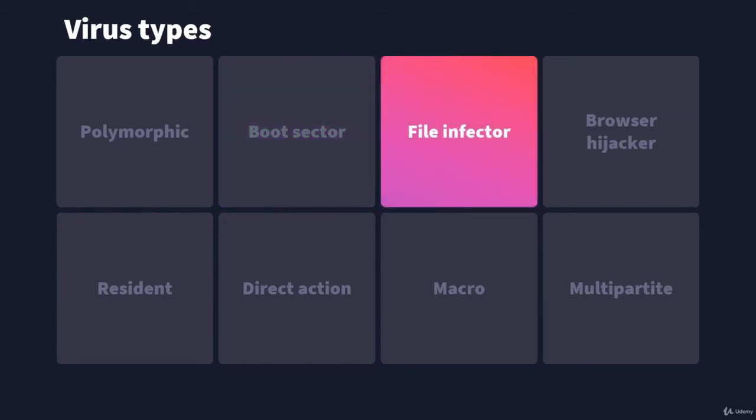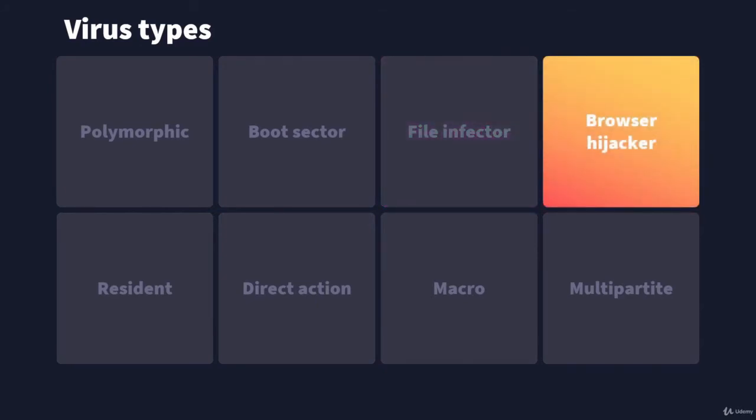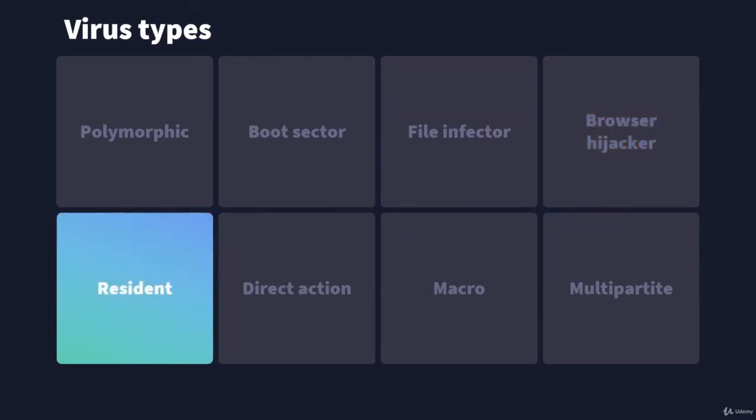After that, we have the file infector virus, which inserts malicious code into executable files such as for example media player, Word, Excel, or the operating system. Another type is the browser hijacker, which alters certain web browser functions. The altered functions could for example automatically direct the user to a malicious website. Next on the list, we have the resident virus.